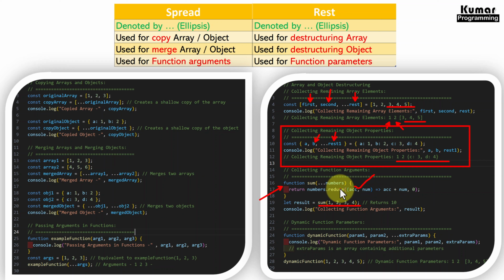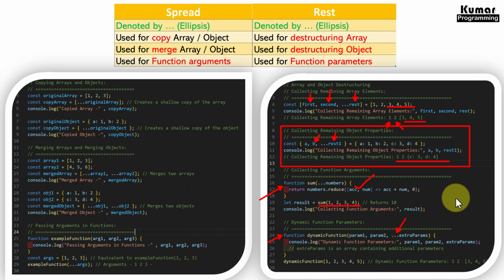And then inside this function, I'm using the reduce function. Reduce is nothing but a higher order function in JavaScript. I'll make a separate video to explain all those higher order functions as well, but here I'm using reduce. Then I'm going to sum all the parameters and get the sum result. So in that case we are using it as a rest operator. Similarly, we are passing a dynamic function parameter, an extra parameter, and in that case also we are using it as a rest operator.